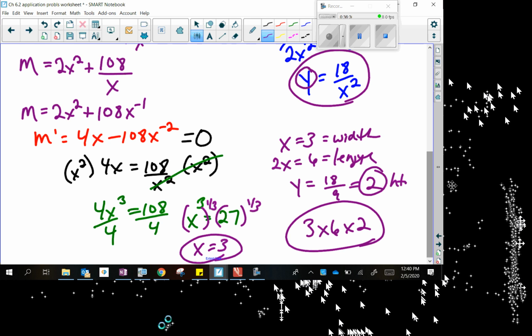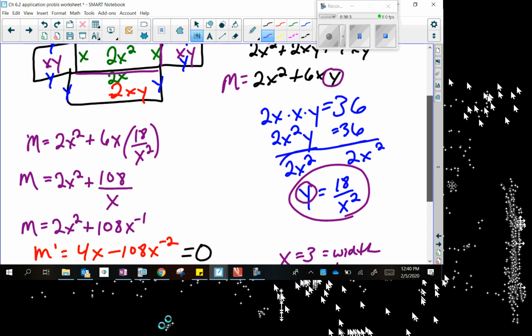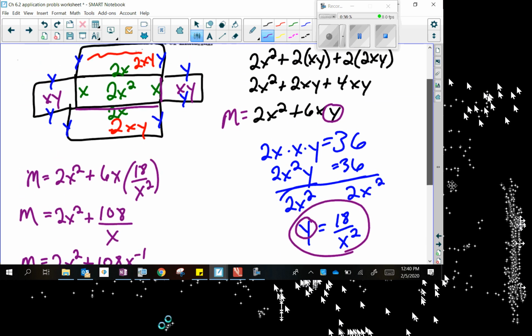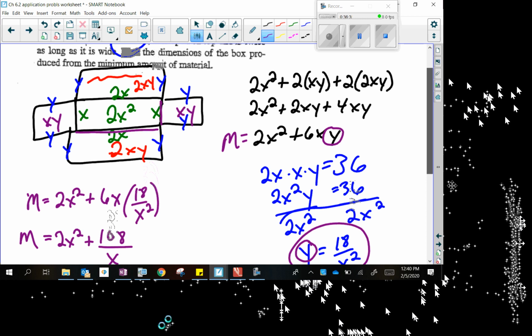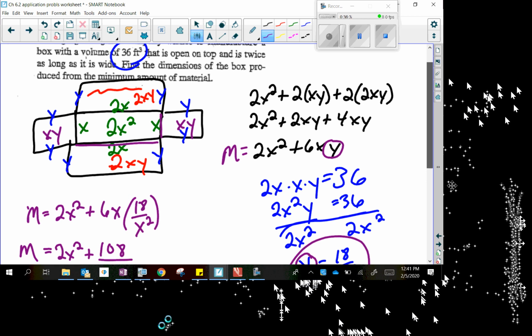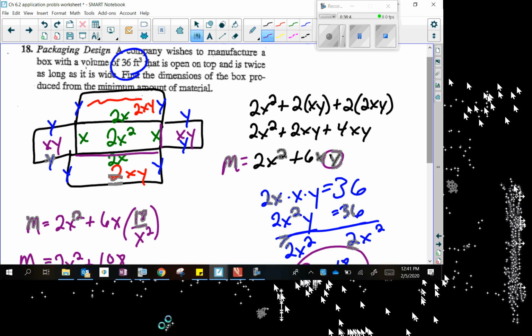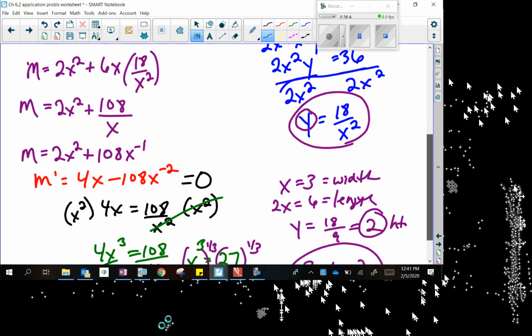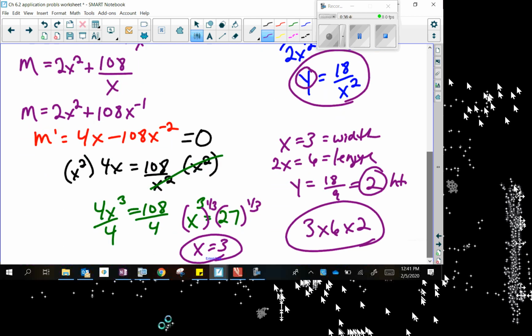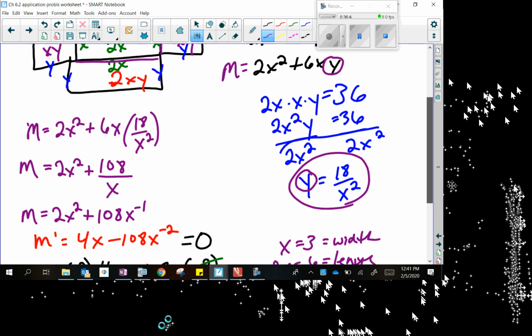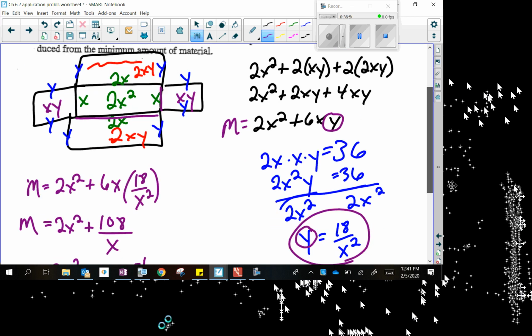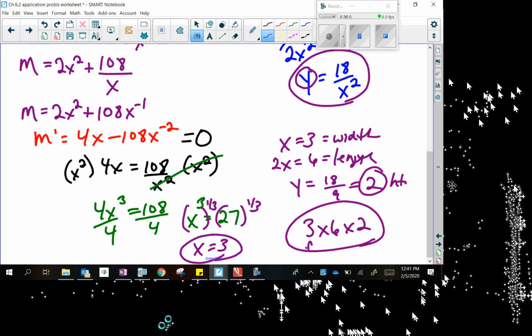Actually, even on that cost one, we didn't have to plug it into the minimum, right? We plugged it into the one with an answer. Or no, you're right. On cost, we did have to plug it in. Yeah, just make sure you answer the question. So the final answer is 3 by 6 by 2. I think it's cubic inches. Is that right? Cubic feet.